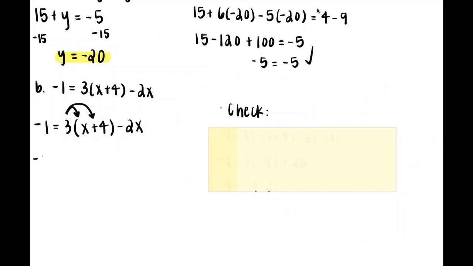So I'll have -1. What is 3 times x? 3x. Plus, follow the same operation, 3 times 4. What is 3 times 4? Well, that is 12. Minus 2x. And again, notice on the right-hand side, I have some combining of like terms that I can do. I have a 3x and I have a minus 2x. Instead of just looking at a bunch of x's, we can combine them down to just have one term because again, we're solving for that.